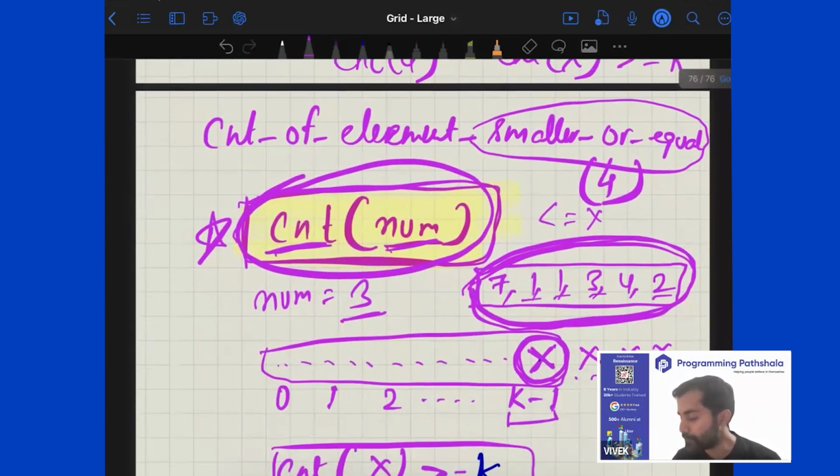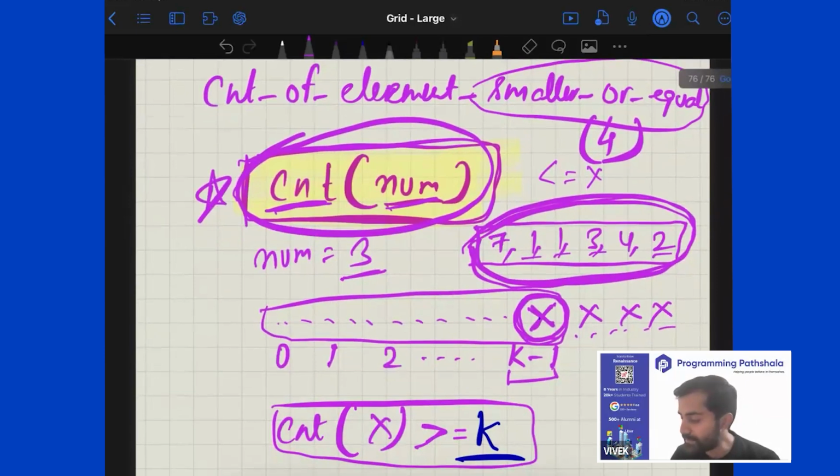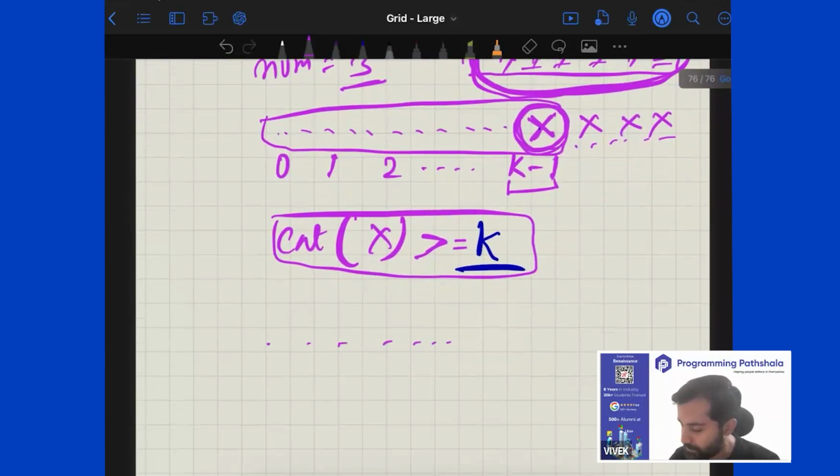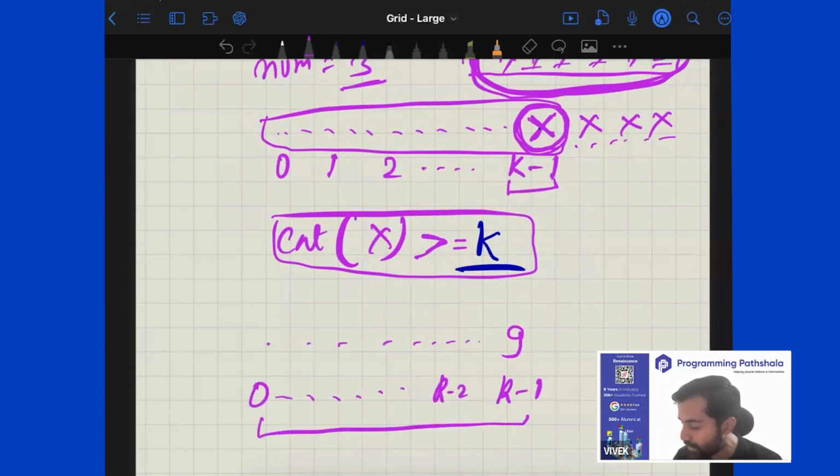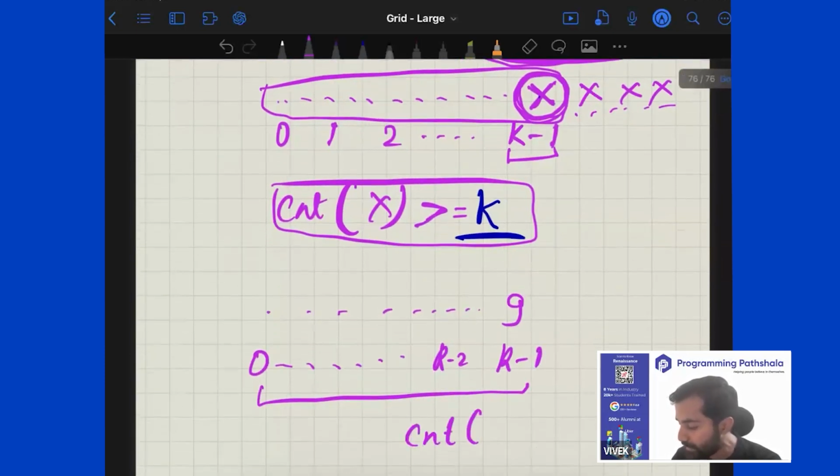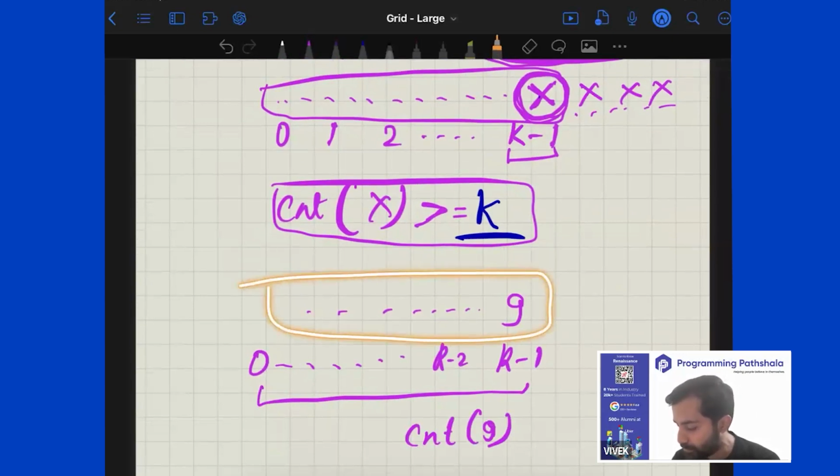Now, what I am telling you is, let's say your kth smallest element is 9. So in the sorted array, it would be at index k minus 1. And behind it, all the elements would be smaller than or equal to 9, right? So if somebody asks you, what is the value of count of 9? You will say that from 0 to k, there are already k elements which are smaller than or equal to 9. So at worst, this value will be equal to k.